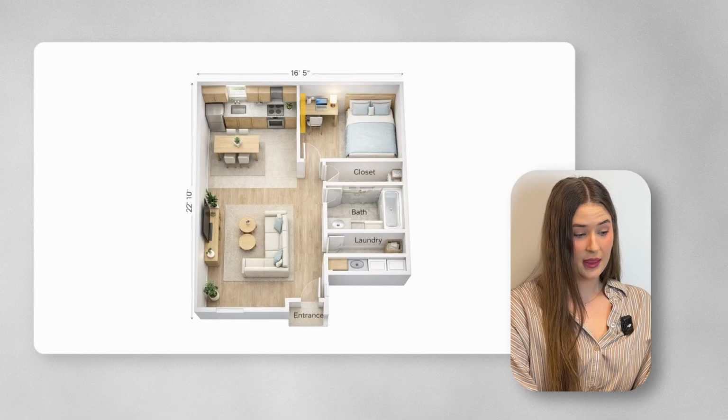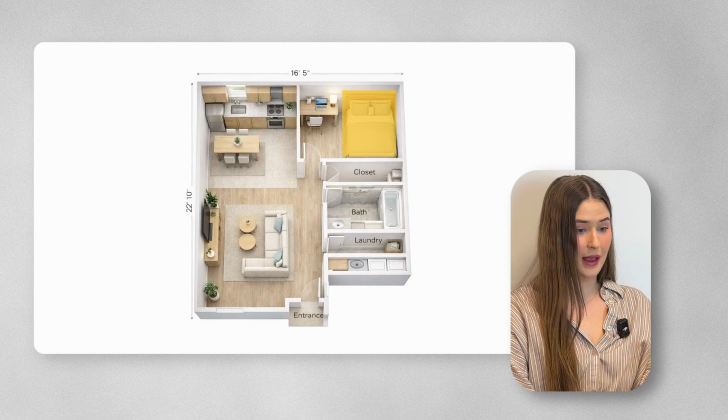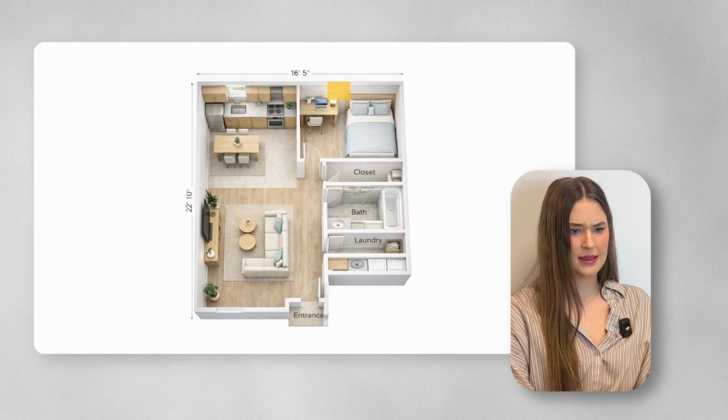To keep things simple, I just focused on one room, the bedroom. I asked it to rotate the bed and add a desk along the wall. The desk showed up, but not where I asked. The bed didn't move at all, and the window disappeared.